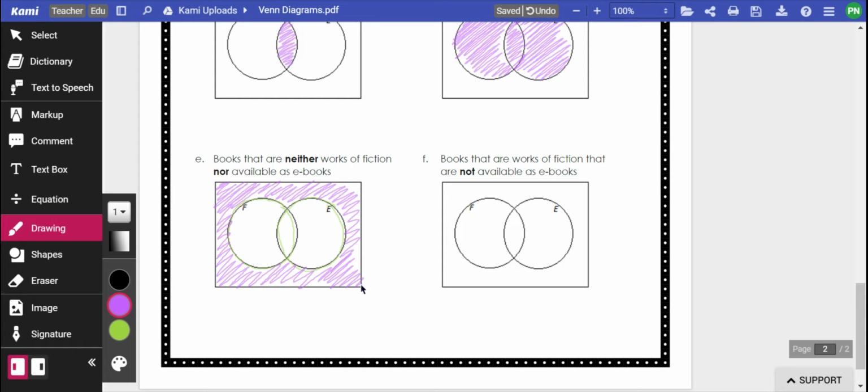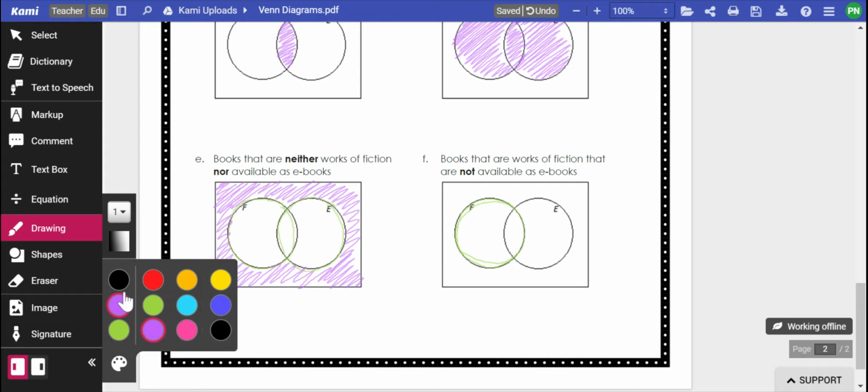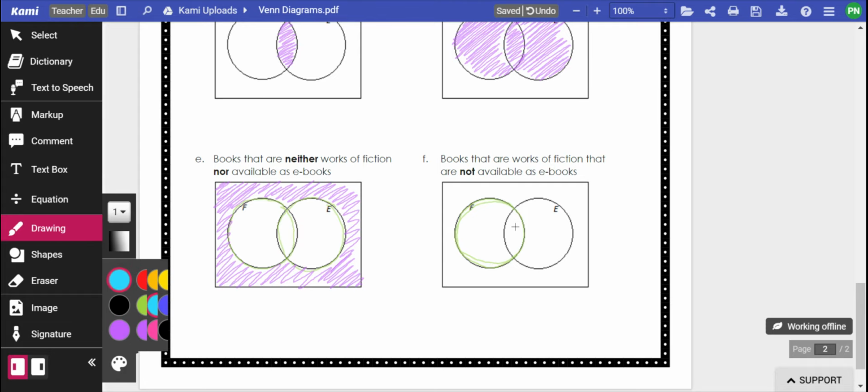Books that are works of fiction that are not available as ebooks. So again, I want works of fiction, but I don't want them to be ebooks. So that means I'm going to not look at this area because that's the part that overlaps with the ebooks. So I'm only going to shade this part right here. And that is it for shading our Venn diagrams.